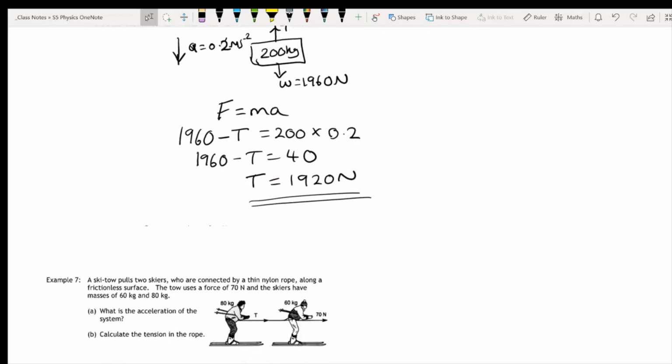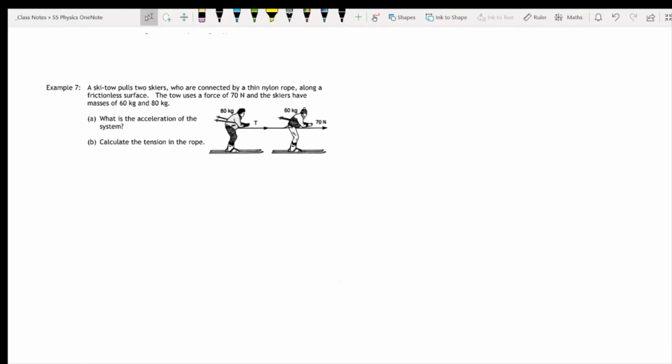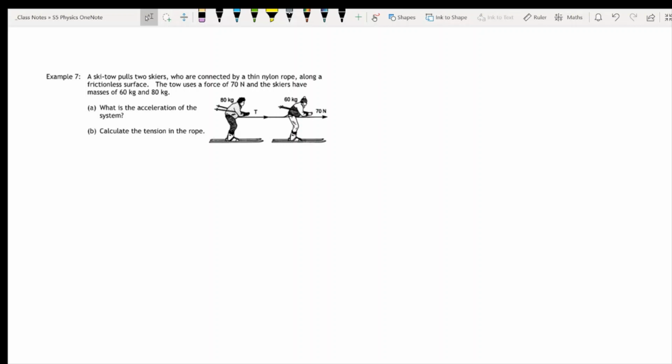So a ski tow pulls two skiers who are connected by a thin nylon rope, so they're attached to each other, so there's going to be tension involved, along a frictionless surface. The tow uses a force of 70 newtons, and the skiers have masses of 60 and 80 kilograms. So we've got a diagram there. A, what is the acceleration of the system?